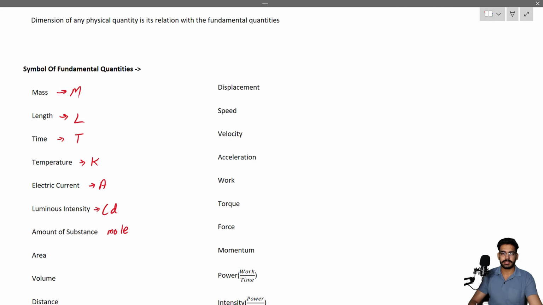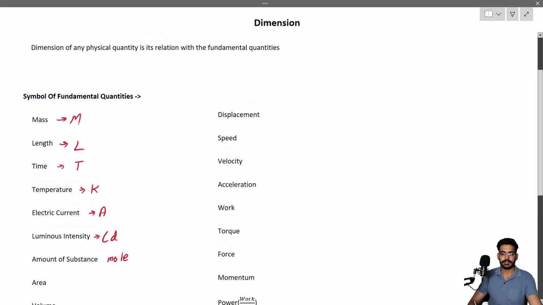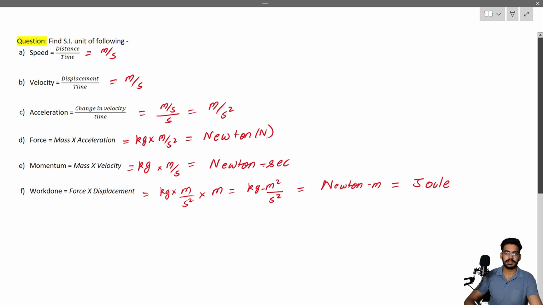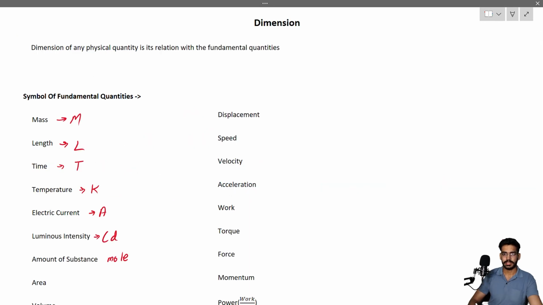Now let's define dimensions for this. Previously we defined SI units, which is how you write units of different quantities. Now we are going to see how to write dimensions. For displacement, it is a length, only length is there. So I can write it as length. Mass power 0, length power 1, and time power 0. This is how I can write it.